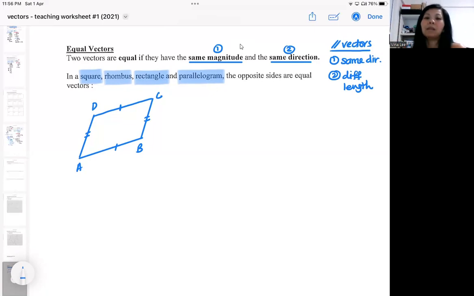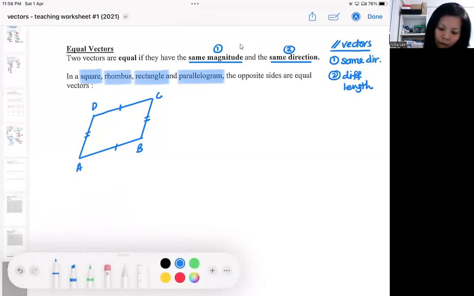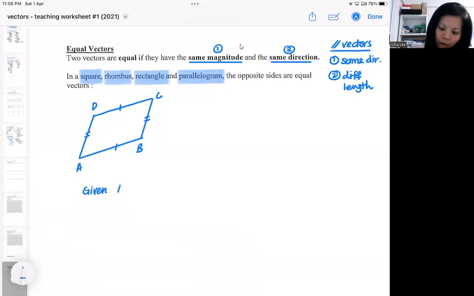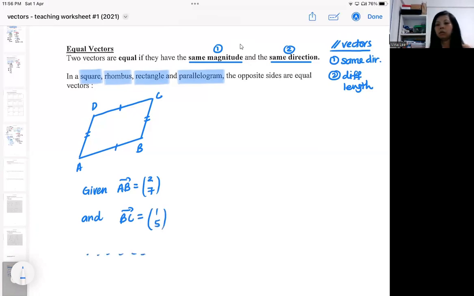So what do we mean by this? Sometimes they will start off a question with something like: given AB to be 2, 7. Okay, I just randomly put a number. And given BC to be 1, 5. And then there will be other follow-up questions that they ask. So sometimes a question will start like this.